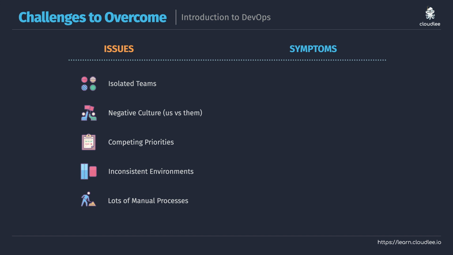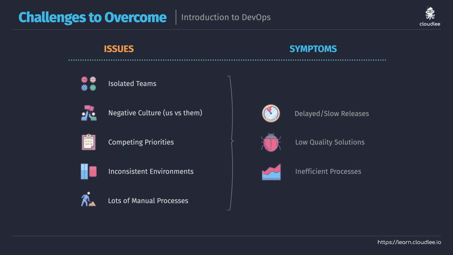Now, we've also spoken about how the result of these issues is going to be that our software releases are going to be slowed. We might even have really low quality solutions that contain lots of different bugs. And certainly when we look at how we are performing the different tasks related to software delivery, we've spoken about how commonly it can be quite an inefficient set of processes. So these are some of the issues and symptoms that we saw when we take a look at traditional software development.